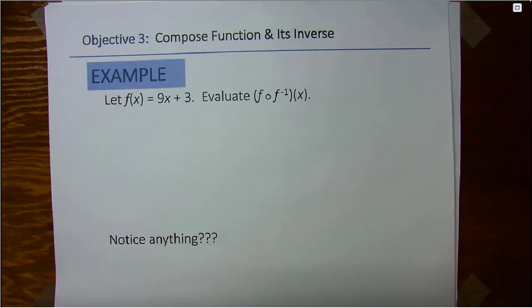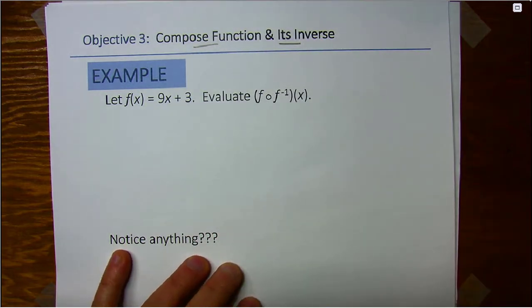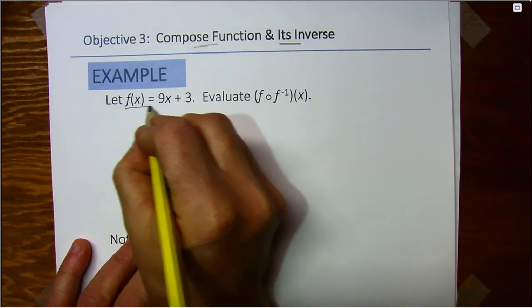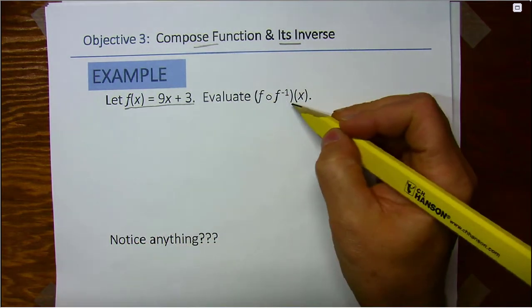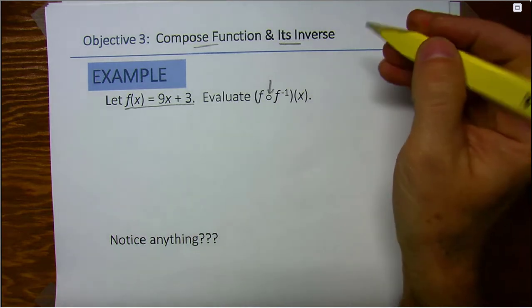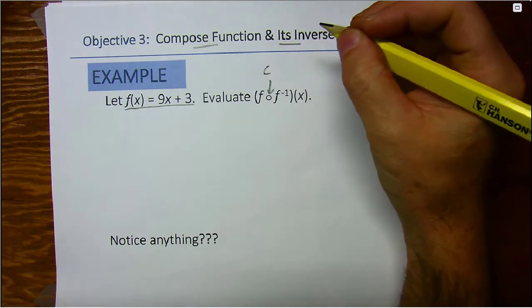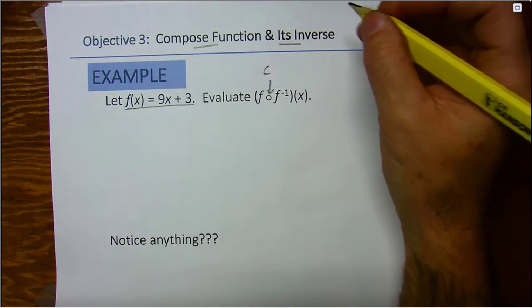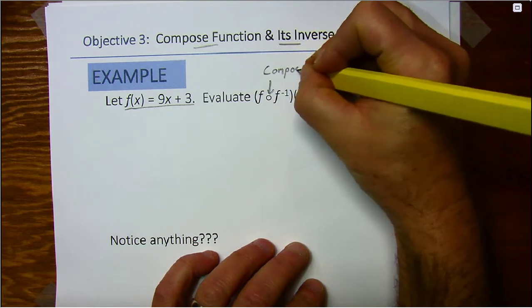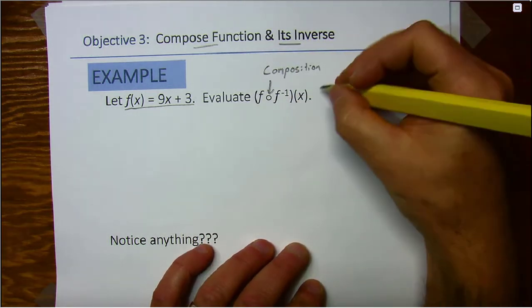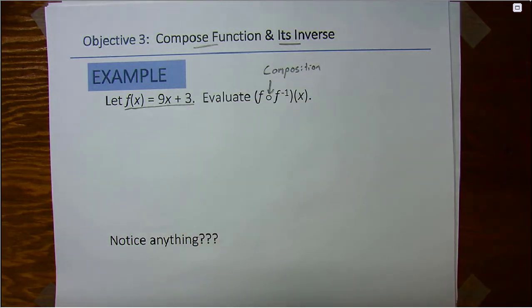All right, now let's take a look at what happens when we compose a function with its inverse, okay? So I'm going to give you a simple function here. F of x is equal to 9x plus 3. Let's evaluate f composed with its inverse. Now, if you don't understand composition or what this little circle means, you should go back and watch the video from Chapter 11, Section 1 to get a better understanding of that. But I'm going to assume you know what composition is here at this point. So we want to compose these two together, but we have to figure out what the inverse function is. Let's do that on a separate sheet of paper.